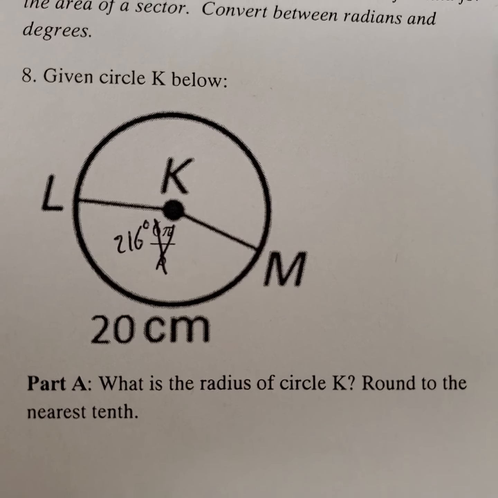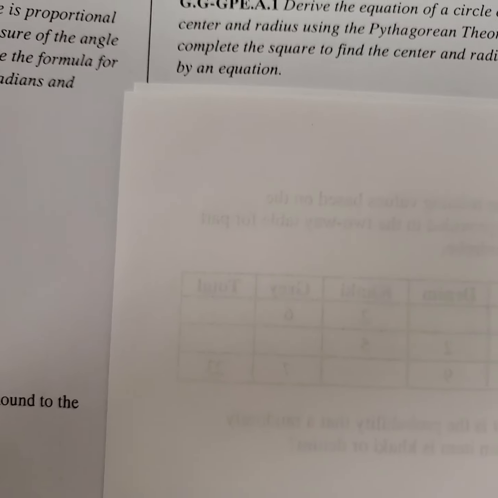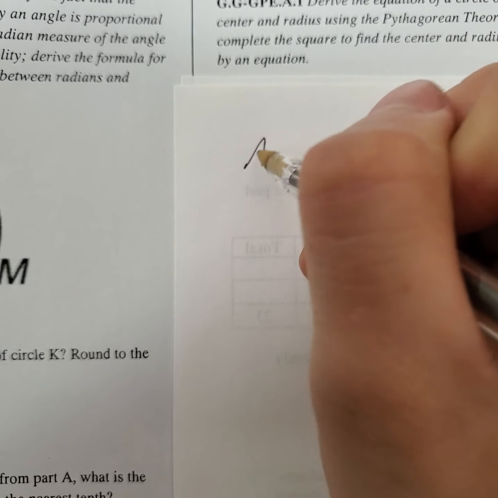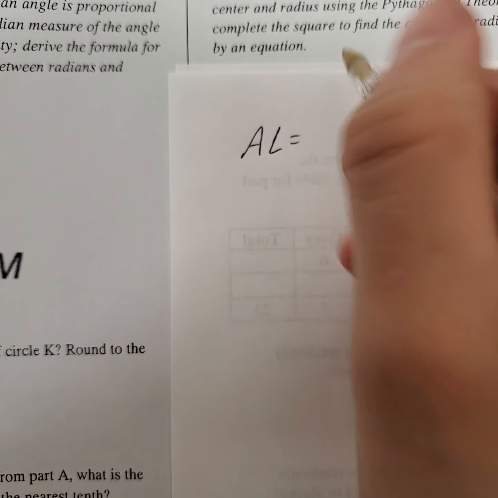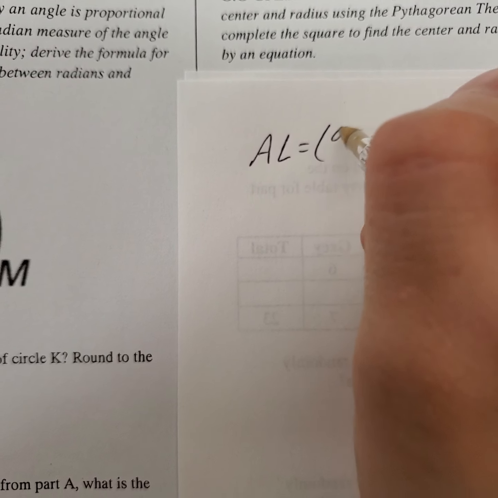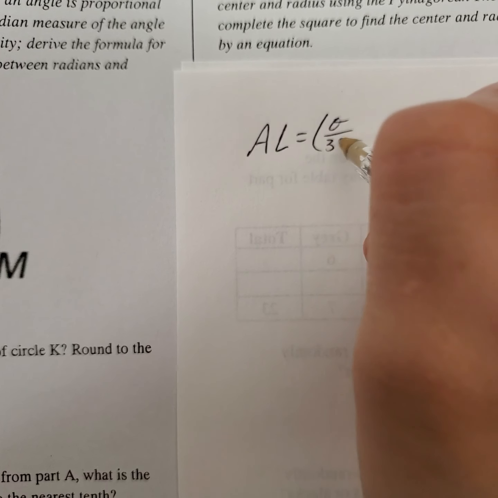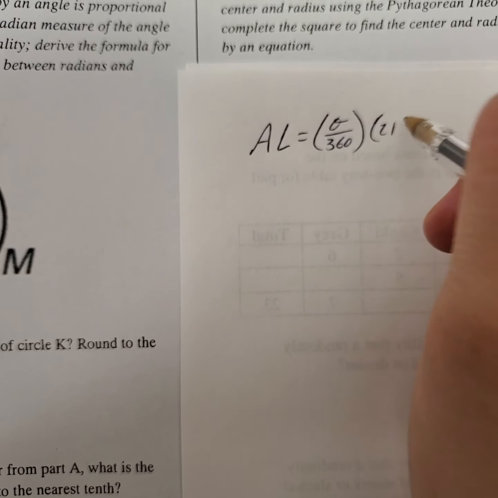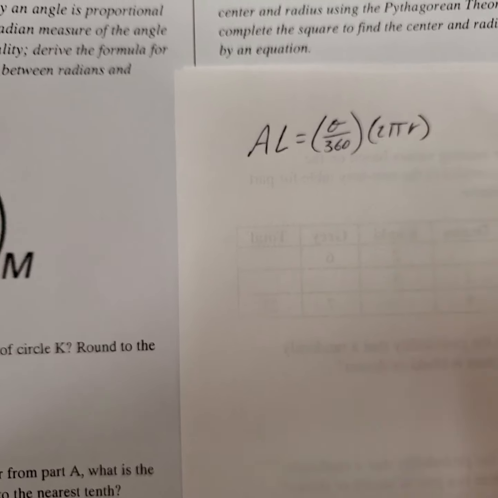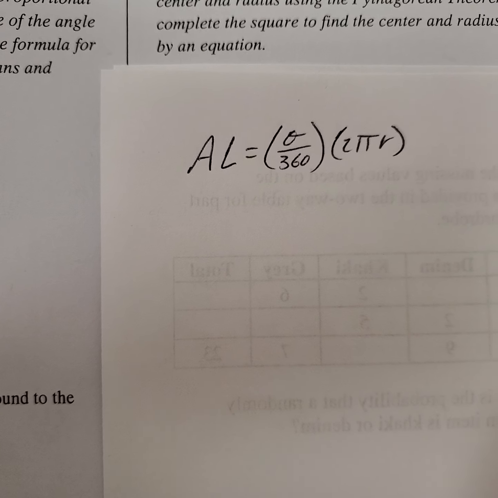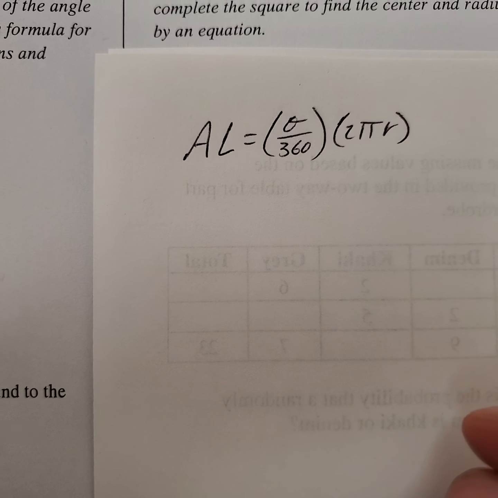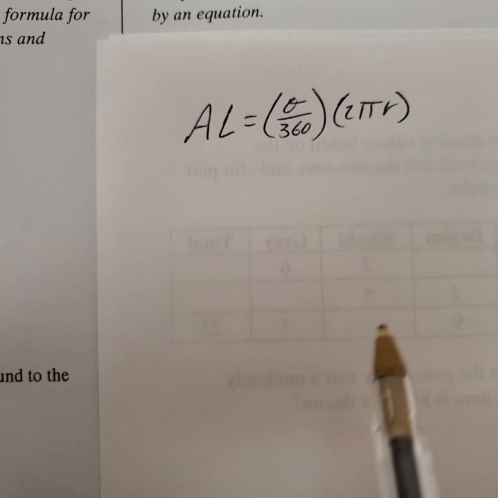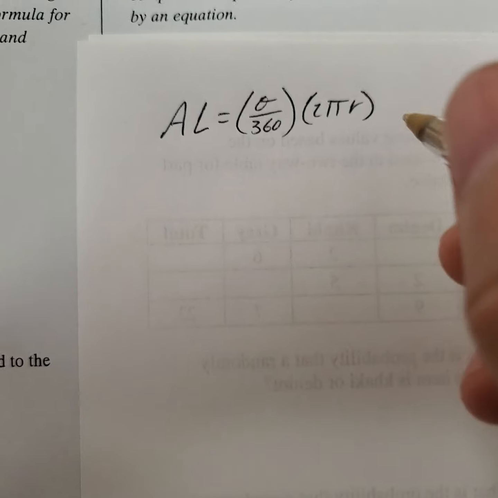For that, we're going to be using a formula that I taught you. This formula looks like this. The formula for arc length is equal to theta divided by 360, and that multiplied by 2 pi times the radius. All right, so this is a formula we can use for arc length. We also have the one for sector area.